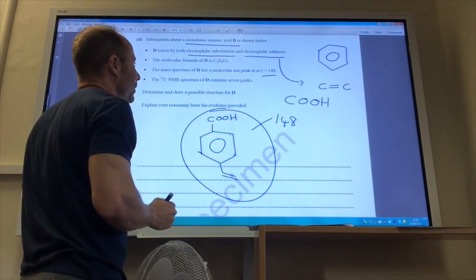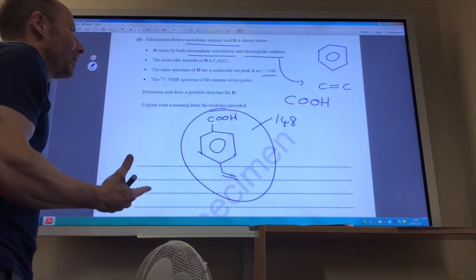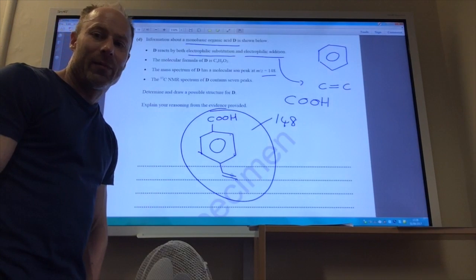So that's looking good. I've got a benzene ring for electrophilic substitution, a carbon-carbon double bond for electrophilic addition, and 7 peaks in my carbon NMR. Job done.